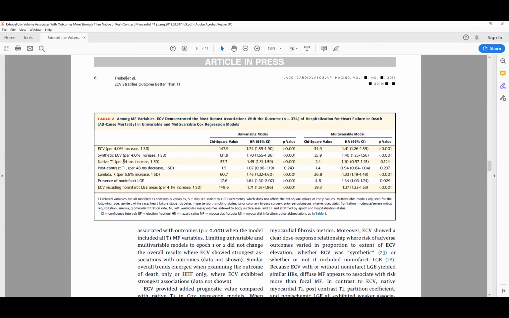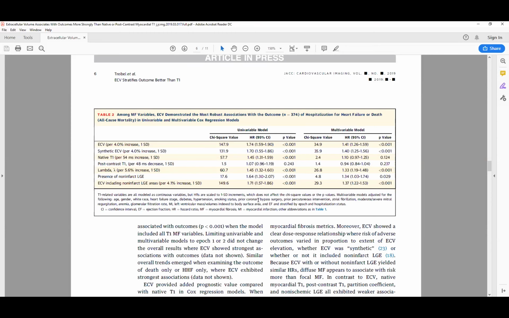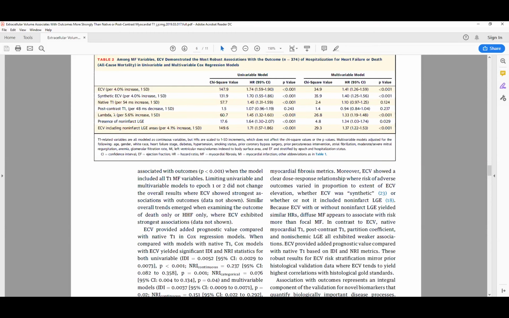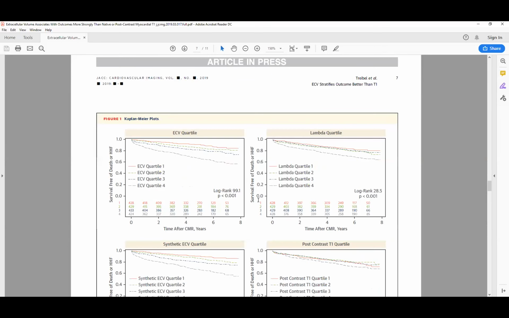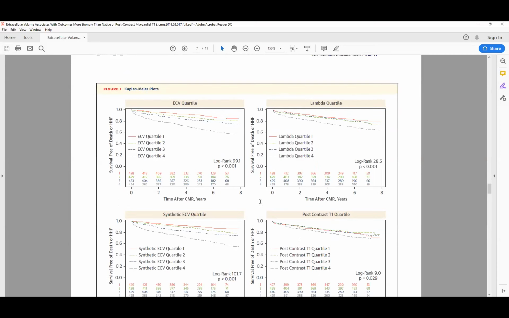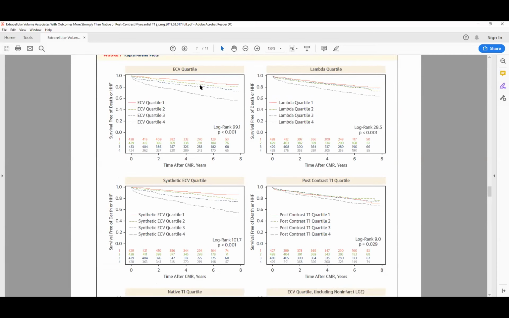54 milliseconds for native T1, 5.6% for lambda, 48 milliseconds for post-contrast T1. And essentially the p-values come from the chi-squared values. So it all favors extracellular volume fraction. And I think really you get the best risk stratification with progressive dose response relationships here with ECV that you don't see in the other variables.